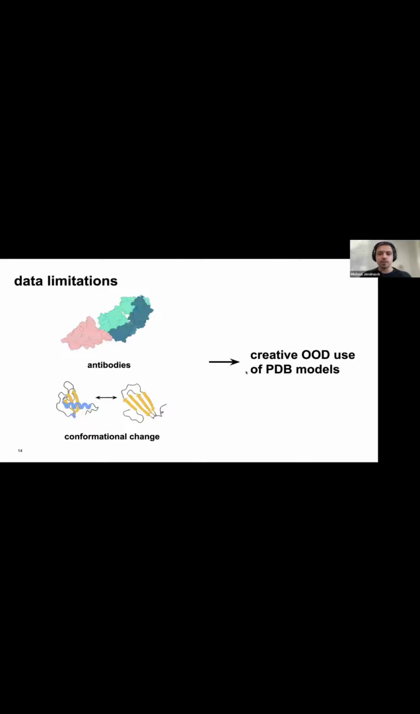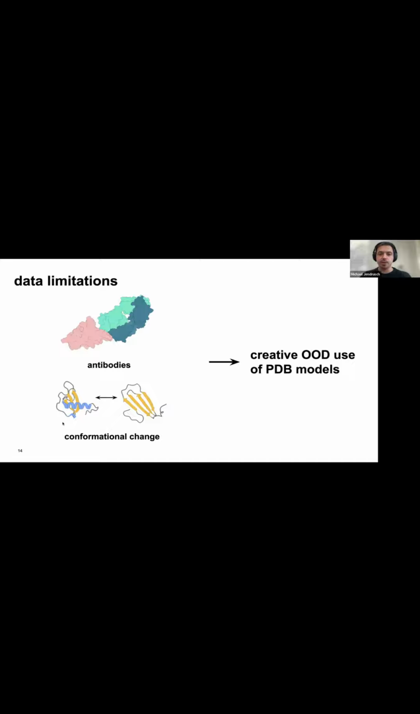And also, we need to be able to go beyond data limitations. There are lots of types of proteins where there is very little data in the PDB, or the data diversity is low. One of these cases is antibodies. There are just not many antibody-antigen complexes in the PDB. And another very pressing case is proteins that change conformation upon some stimulus.